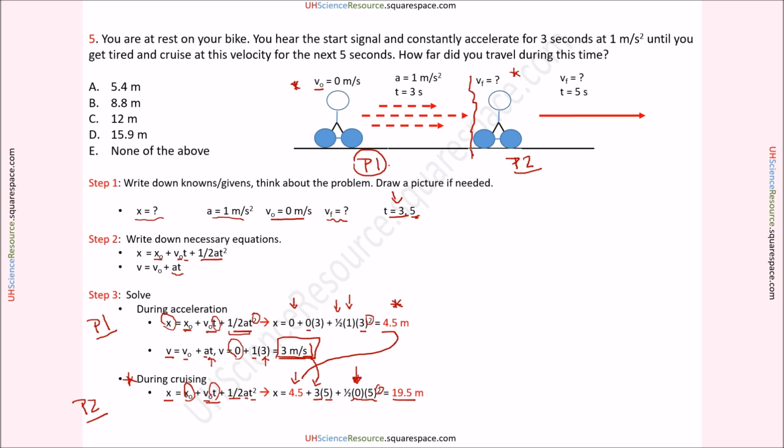And if we look at our answer choices, we can see that none of our answer choices has 19.5 meters, and so we choose answer choice E, none of the above, as the correct answer choice.